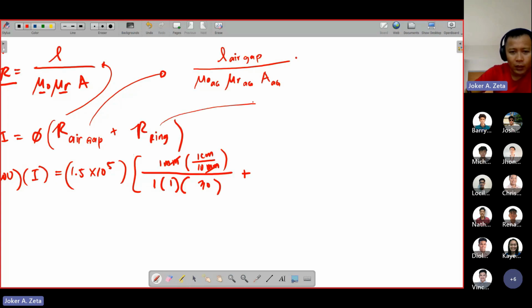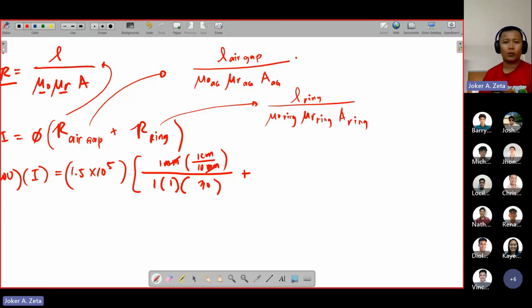The reluctance of the ring is the length of the ring divided by mu naught, mu r, times the area of the ring, the cross-sectional area. Let me clarify this. Therefore, not the plus. As for the length of the ring, how do we get the length of the ring?